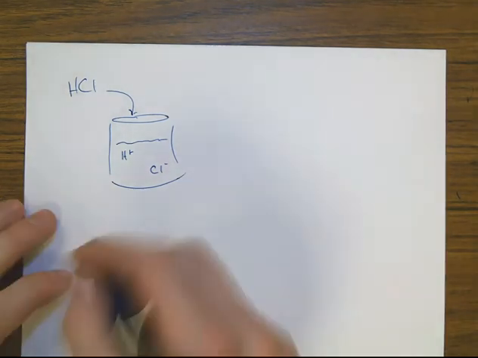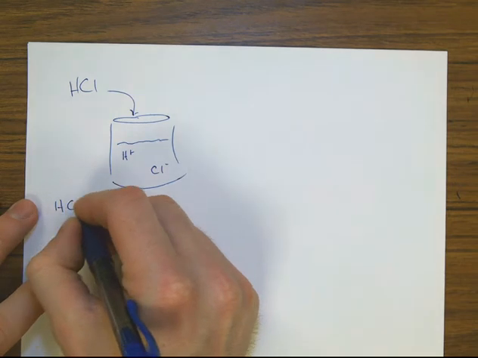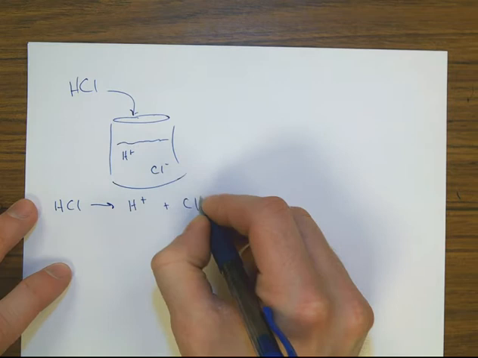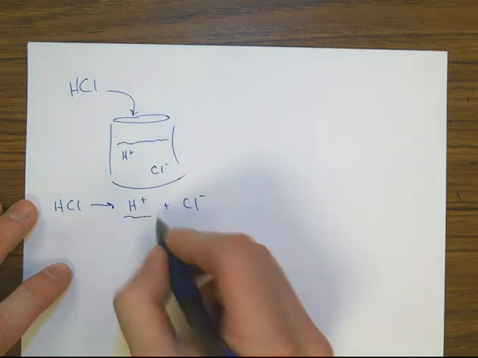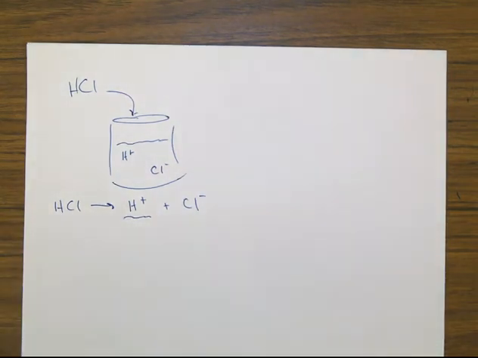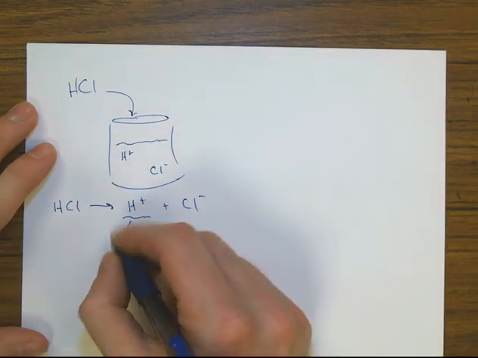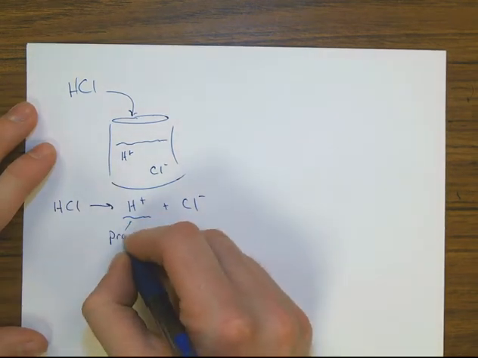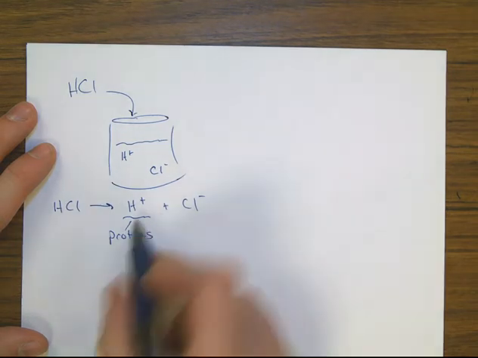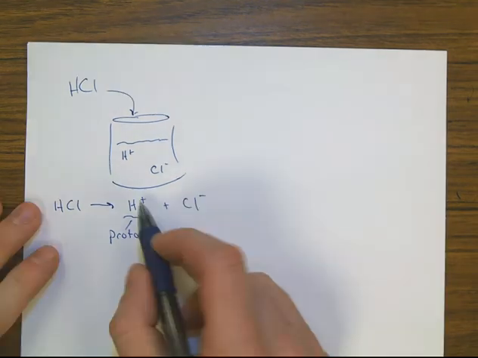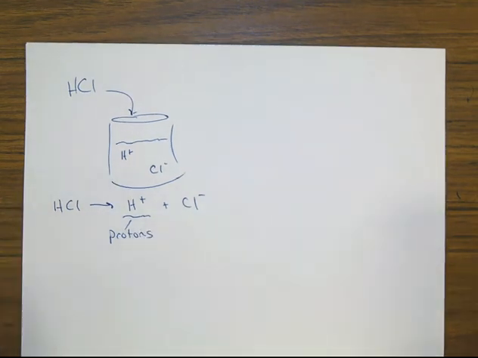So we can use an equation to represent the change that's just happened. And it's HCl breaking apart into H+ and Cl-. H+, how many hydrogen ions in your solution? The more of these, the more acidic it is. So don't forget, we call these protons in chemistry because a hydrogen atom with one less electron, which means it has no electrons, is nothing more than a proton. But you'll hear me refer to them as hydrogen ions.